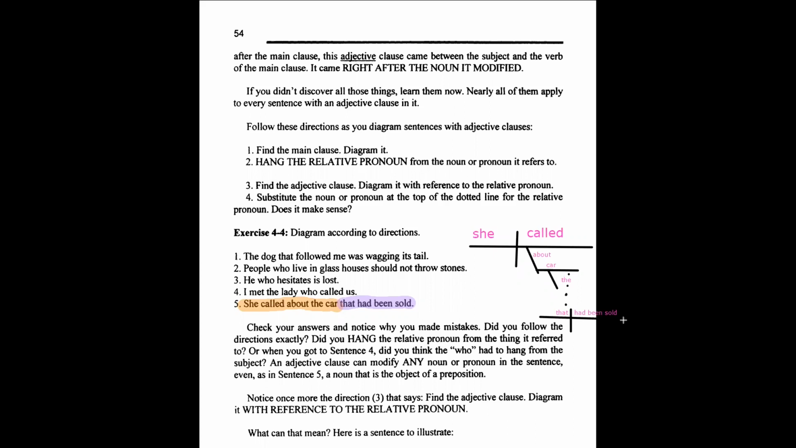Can you replace car and that? Yes, you can, right? Car had been sold. It's the car that had been sold. Okay, so that's how you're going to diagram these. Now, it doesn't matter. The adjective clause can modify any noun or pronoun in any part of the sentence. So you have to pay close attention to where that main noun or pronoun is, because that's where you're going to diagram the adjective clause. So let's continue going through this.